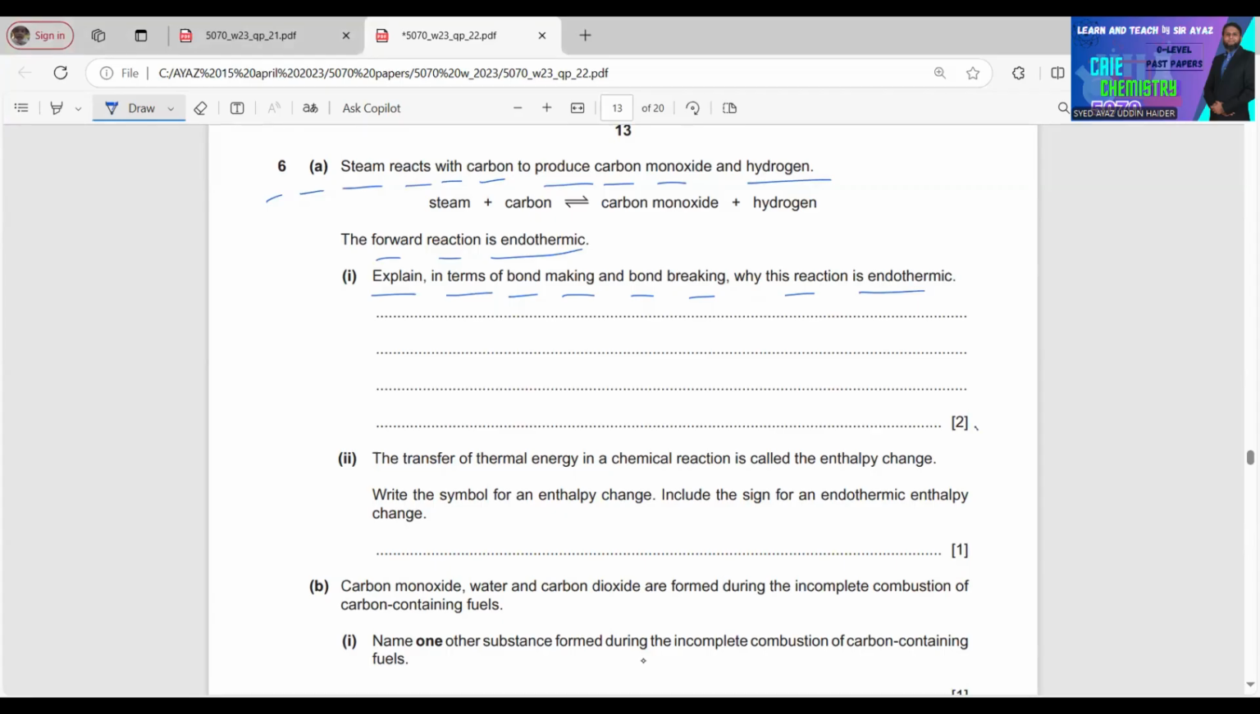Now, this question carries 2 marks. So, for mark number 1, you have to mention about bond making and bond breaking. Bond making is exothermic. And bond breaking is endothermic.